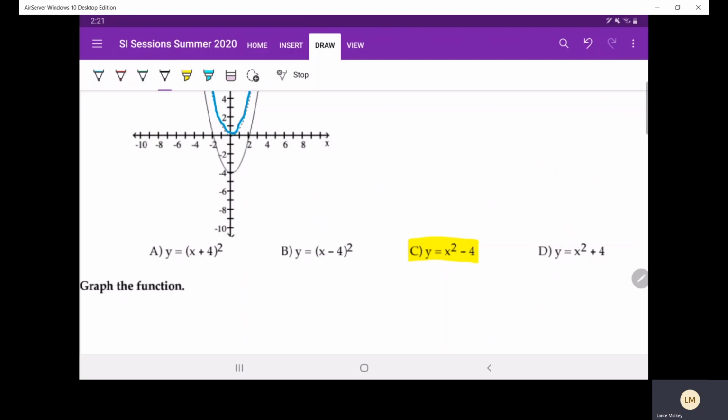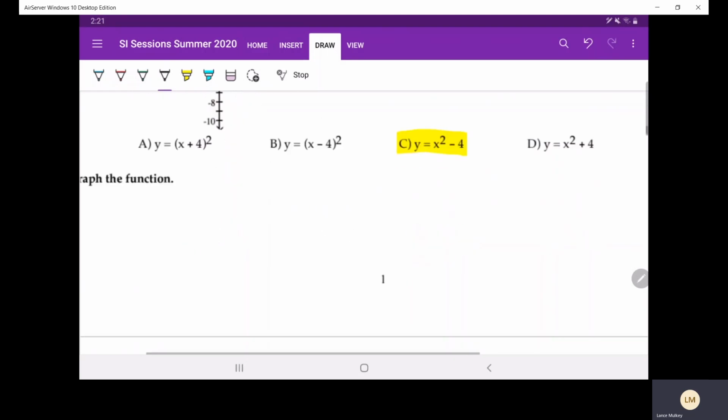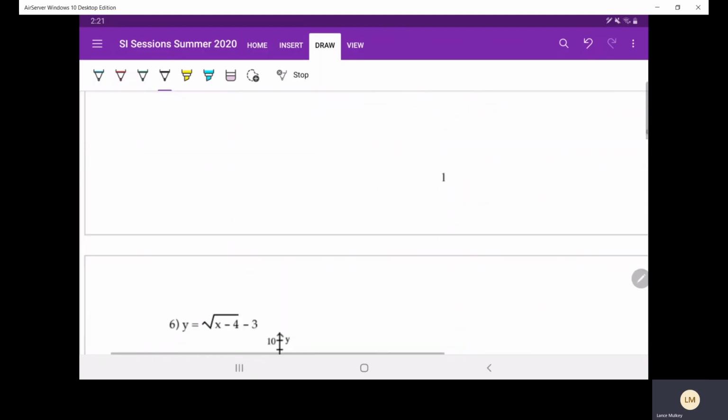If it were left or right, the sign is opposite. Like my teacher in high school always told me, it was a liar. So if it's x squared plus 4, the vertex would be negative 4. If it's x squared minus 4, it'd be positive 4. But since it's shifted down, it tells the truth, so it's going down 4.